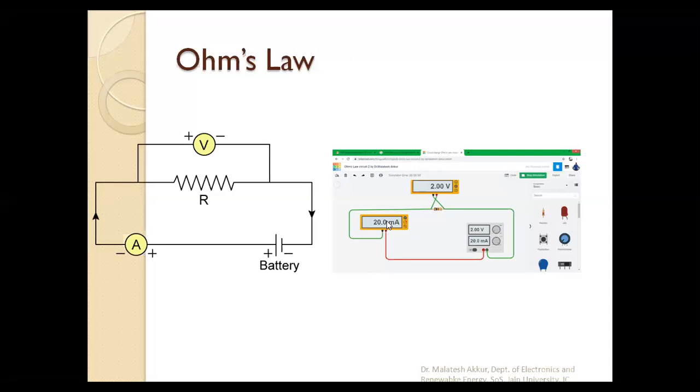So this simulation, or the virtual experimentation, gives the exact values of how we do the experiment in the lab. To find the current, that is I is equal to V by R, what we use for the Ohm's law, it gives the same value.